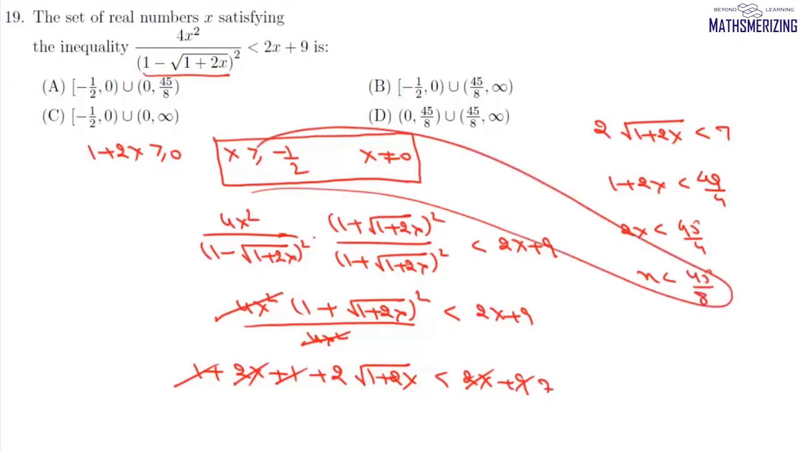Now if we take all these 3 conditions together, then we'll get this condition that this x should be greater than or equal to minus 1 by 2, but less than 45 by 8, and it should not be 0. So this x belongs to the interval from minus 1 by 2 included to 0, and then union 0 to 45 by 8, and that's your option A.